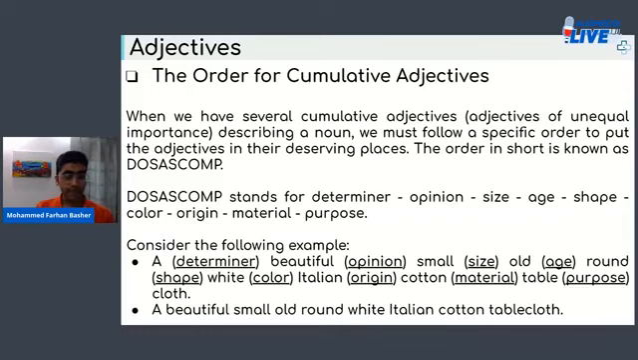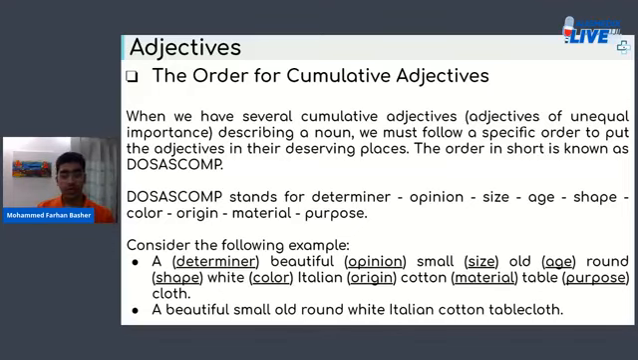So what are we doing here? We are actually using so many adjectives to be specific. 1, 2, 3, 4, 5, 6, 7, 8, 9. We're actually using 9 adjectives to define a particular noun, which is cloth. And what kind of cloth is it? A tablecloth. So the word table in this case is not a noun, but rather an adjective.